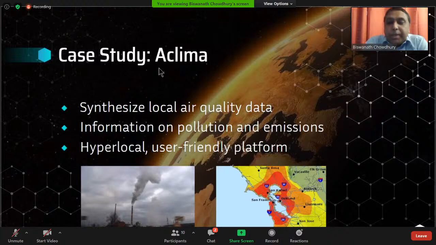Aclima is another company in San Francisco which uses sensors, and they installed some of the sensors on Google street cars, which collected the air quality data. This provides critical data to reduce air pollution and reduce greenhouse gas emissions. It also provides hyperlocal air quality information so that people can get engaged and take action to protect each other and their environment.